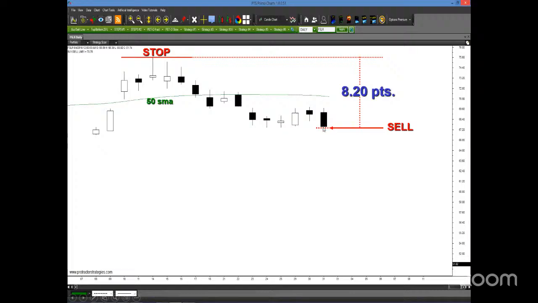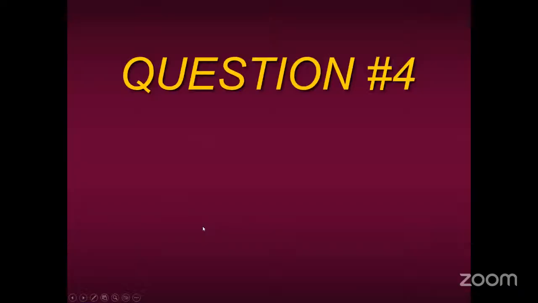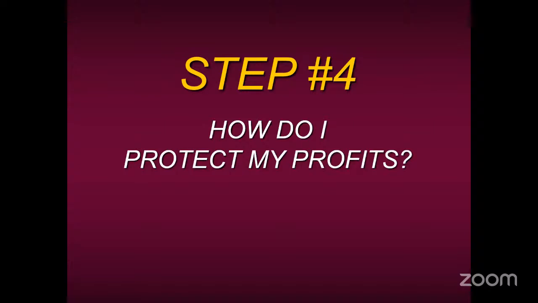Using that number, we subtract it from our entry point. If we were to enter, we subtract 16.40, and that gives us our exit where we'll cover our short, right here at 51.15. So once again, we've done all of this prior to even getting to the trade. We know where we're entering to go short. We know where we're exiting if we're wrong, our stop placement, and we know where we're exiting if we are right. So we're trading like a professional now. This brings us to the fourth and final question: how do I protect my profits?